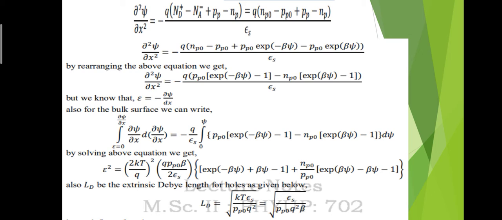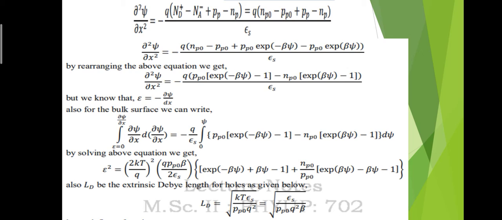Now we have to define one term here, that is the Debye length, which is denoted by LD, which is the extrinsic Debye length, and which is for the hole. So LD is equal to under root kT epsilon s divided by PP0 q square, but we know that kT is nothing but the beta, so here we can write under root epsilon s divided by PP0 q square beta.